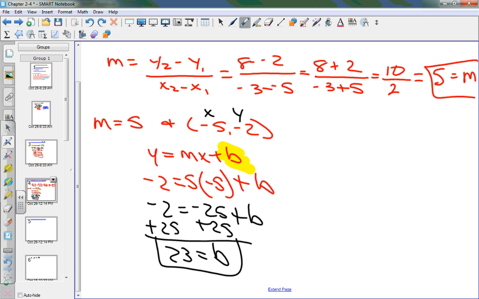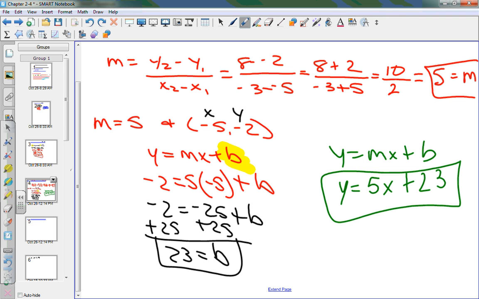I have to go back and use y equals mx plus b. And this time, since I'm using y equals mx plus b, what stays and what goes? X and y stay, the slope is 5, the x stays, and b is 23. There's my equation. Are we good?